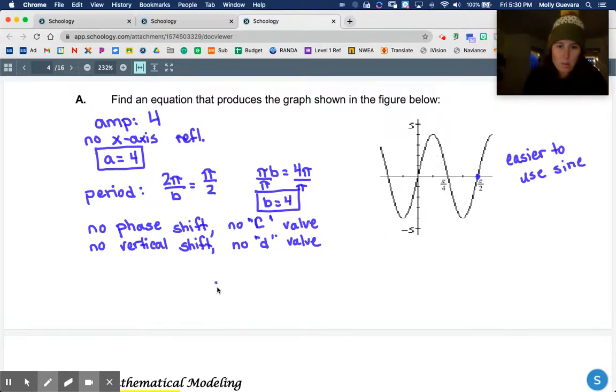So now we can go ahead and write my equation. Y equals, my amplitude is 4. And we decided to use sine. And my B is also 4. And there it is.